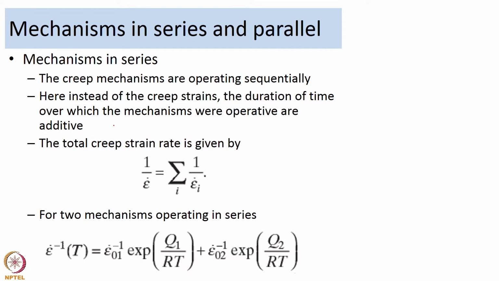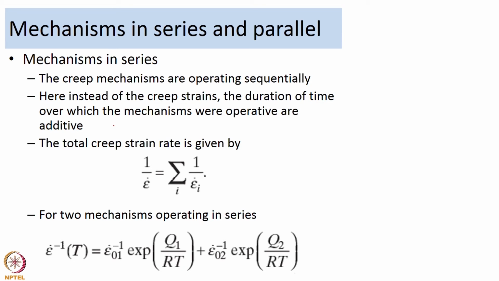Now, let us talk about mechanisms in series. Here the mechanisms are operating sequentially, so one needs to happen for the other to happen. Say you have mechanism 1 and mechanism 2. For mechanism 2 to operate, it is dependent on mechanism 1. They are operating sequentially, and here, instead of the creep strains, the duration of time over which the mechanisms are operative, the time, is what is additive. In the previous case it was the strain that was additive, whereas here it is the time that is additive.